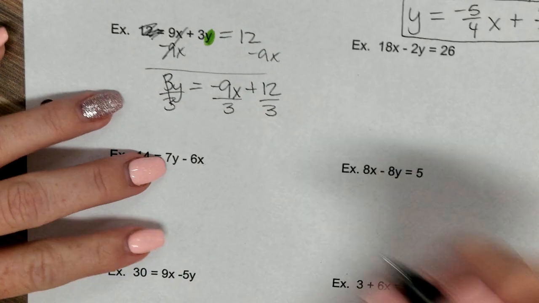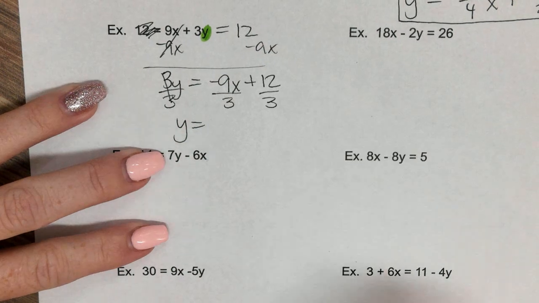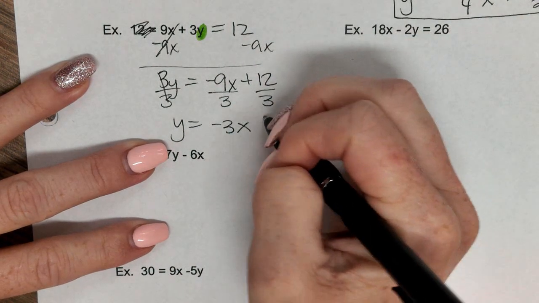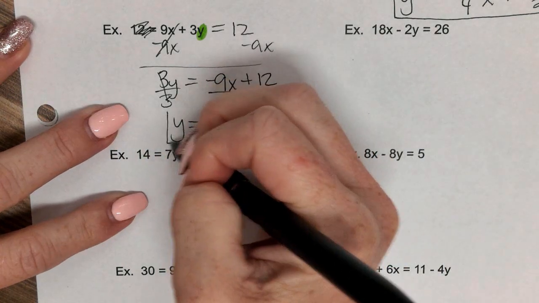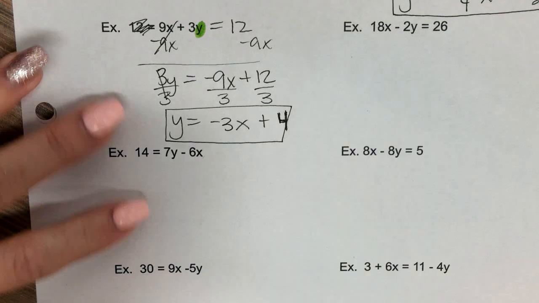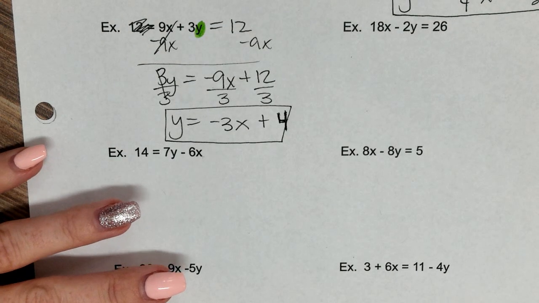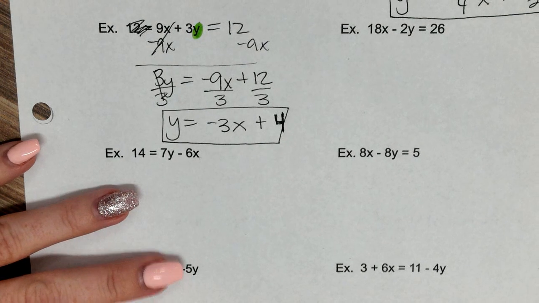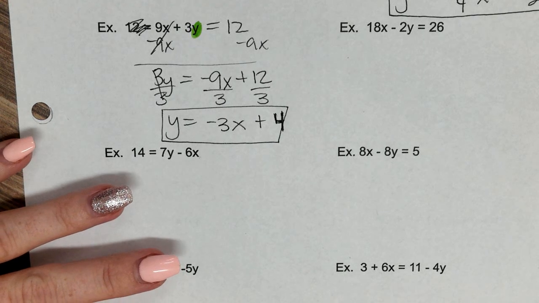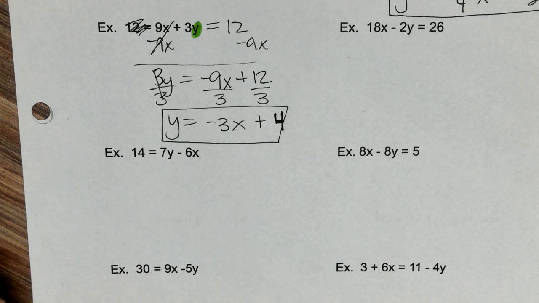So now I'm going to simplify. What is negative 9 divided by 3? Negative 3 plus my x. And then plus what's 12 divided by 3? 4. So my slope is 3 and my y-intercept is 4. Excuse me, my slope is negative 3. If I was graphing, it would be negative 3 over 1. So I would go down 3, right 1. But we're going to have a whole lesson over that.